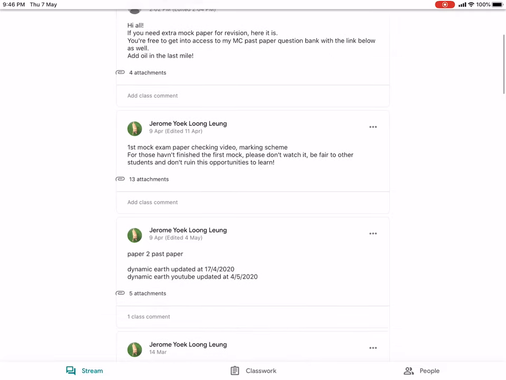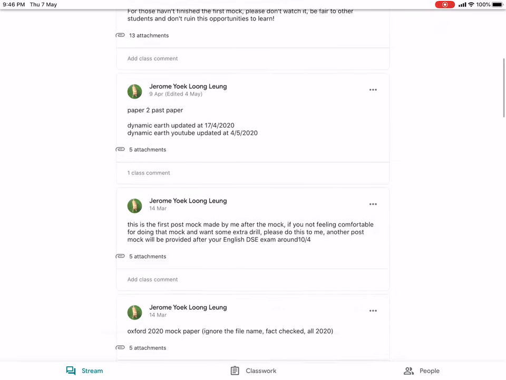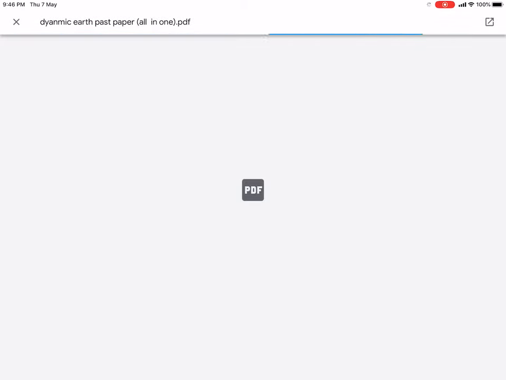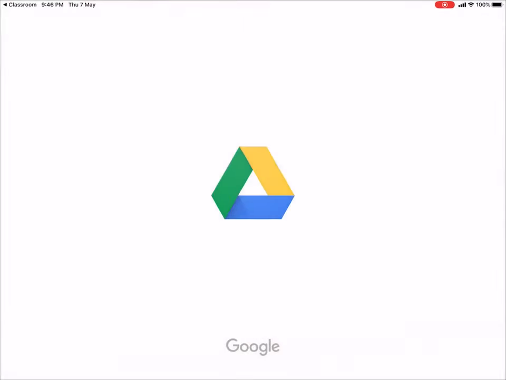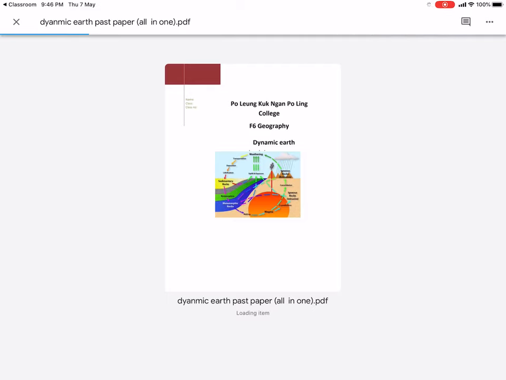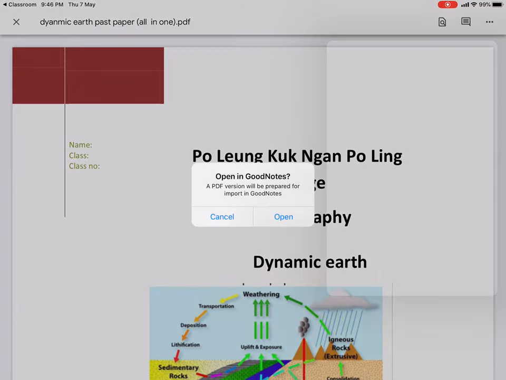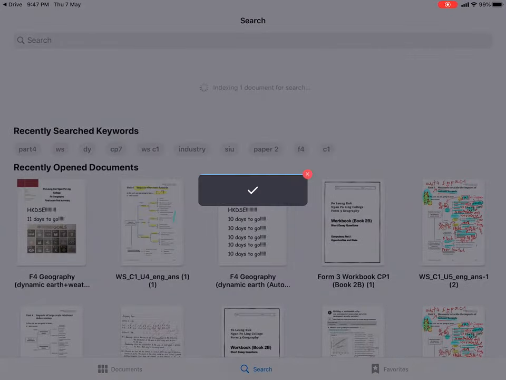And then, let's see, past paper right here. This one. And then what you have to do about this, I think you have to at least right now find a day to pick up a Paper 2 topic, okay? No matter whether it is dynamic earth or weather and climate, at least pick a topic to drill it, okay? Drill every past paper, okay? And then try to memorize all the answers that you can find, okay?